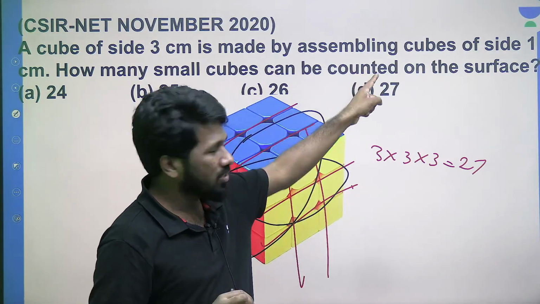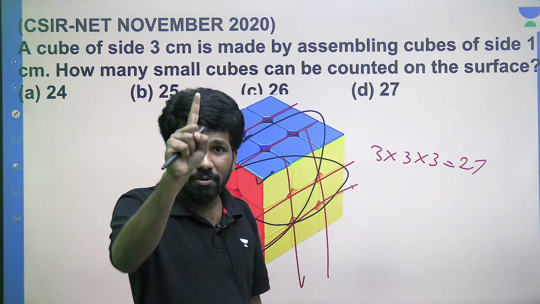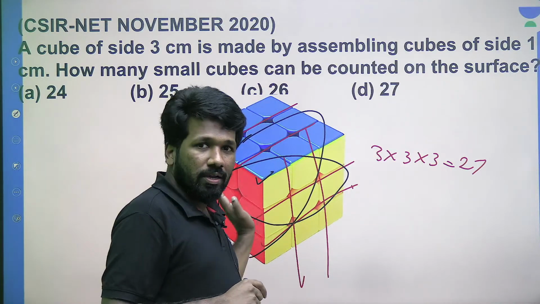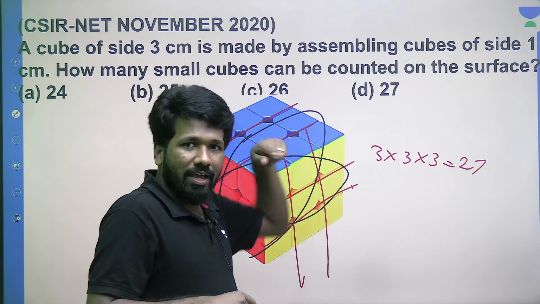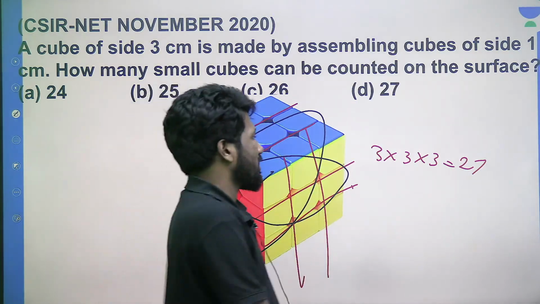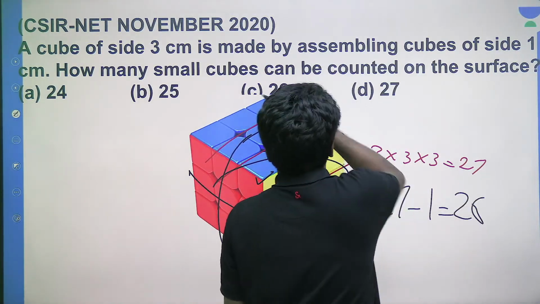In this particular question, you cannot count the inside cube. How many such cubes are there? Only one cube. The middle cube, from the left, from the top, from the depth, the middle cube is one cube inside. That cube cannot be counted. All the rest can be counted. So 27 minus 1, 26 is the answer.